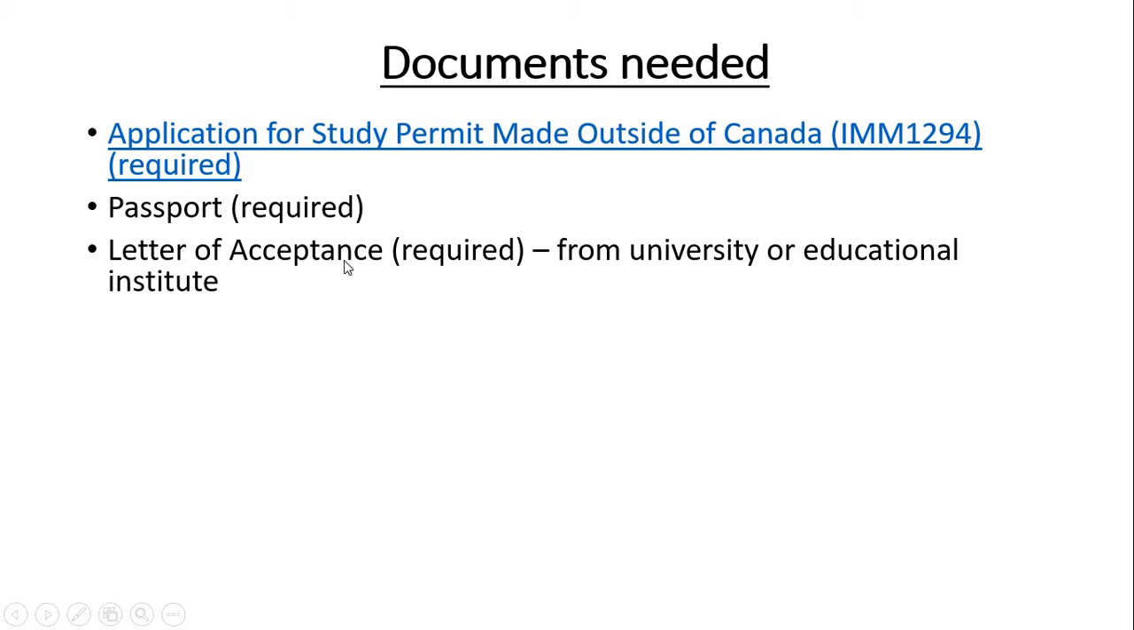Let's go to the documents needed. You need the application for study permit made outside of Canada, which is called IMM 1294. I'll show you how to get and fill in this application form. Then you need a scanned copy of your passport for online. If you are applying through paper, then you don't need to worry about scanning. And you need a letter of acceptance from the university or educational institute. I'll show you a sample letter of acceptance.